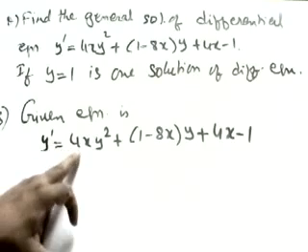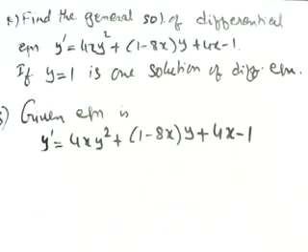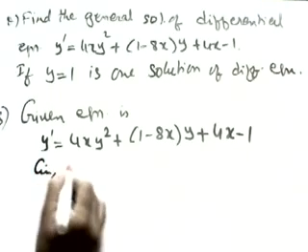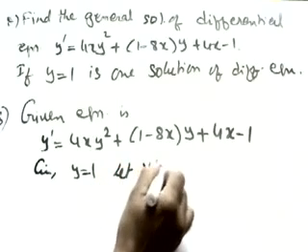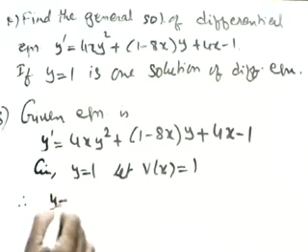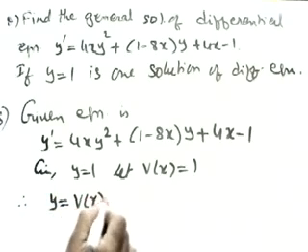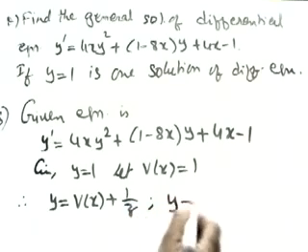In the same way, you see here y dash, that means dy by dx, equals 4x y square plus 1 minus 8x into y plus 4x minus 1. Now a solution is given. One solution is y equals 1. So let me take this as v of x equals 1. Therefore, what is the method we are having? y equals v of x plus 1 by z.